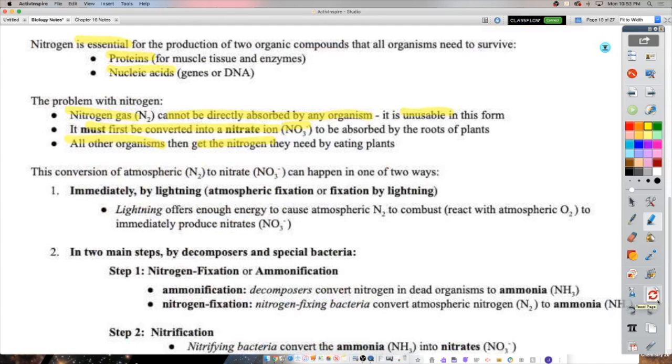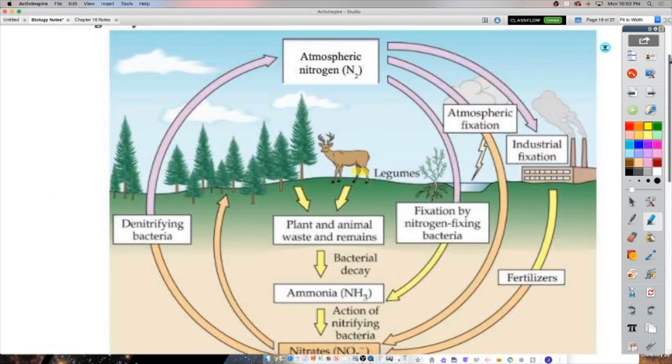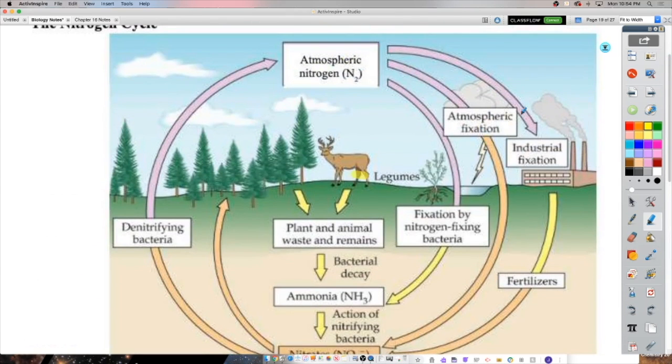So it can happen immediately by lightning, which seems kind of weird, right? That kind of seems out of place. Why lightning? It takes a lot of energy to combust N2, to make it burn like you would oxygen, okay? Lightning has a lot of energy. So lightning can offer enough energy to cause it to combust, which just means react with the oxygen, to immediately produce nitrates. So you see that happening here. When lightning strikes, it takes a little bit of the nitrogen in the atmosphere and turns it into NO3, which is now usable by living things and makes it into plants through their roots.